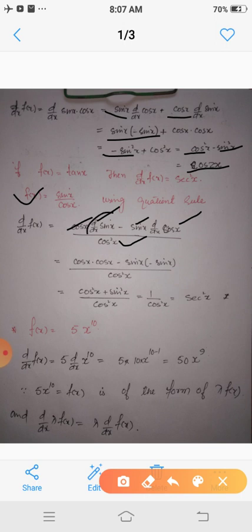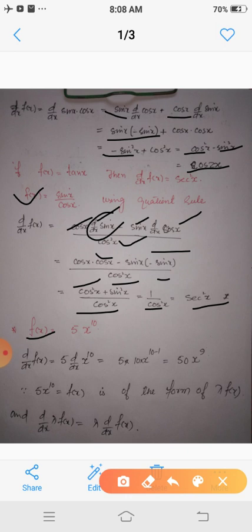Now the differentiation of sin is cos and the differentiation of cos is minus sin. It is simply cos square plus sin square upon cos square. Now cos square plus sin square is 1, so it is 1 upon cos square, that is sec square x. So in this way we also proved, using the quotient rule of differentiation, that the differentiation of tan x is sec square x. Similarly you can find the derivatives of sec x, cot x, cosec x by using the quotient rule of differentiation.